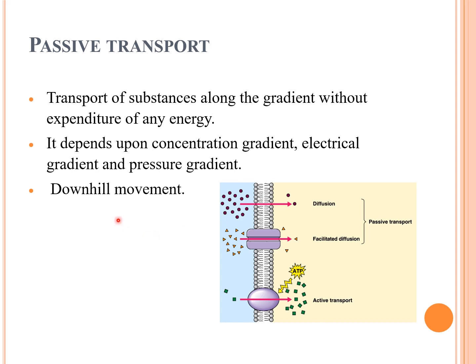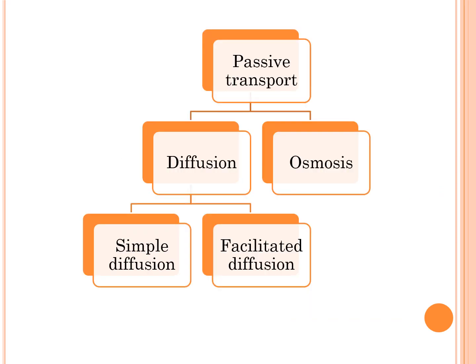So you must remember these points. Passive transport is transport of substances from the higher concentration to the lower concentration, that is along the gradient, without expenditure of any energy, and it is also called downhill movement. Here you can see the different types of passive transport mechanisms. Passive transport is classified into diffusion and osmosis, and diffusion is again of two types: simple diffusion and facilitated diffusion. We will see them one by one. So we know what passive transport is: along the gradient without expenditure of energy, and it is a downhill movement.